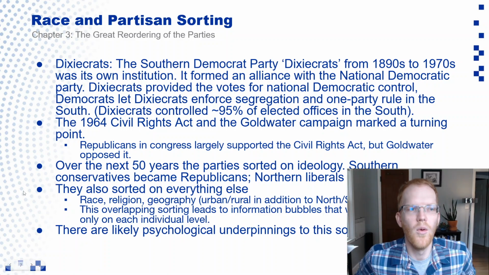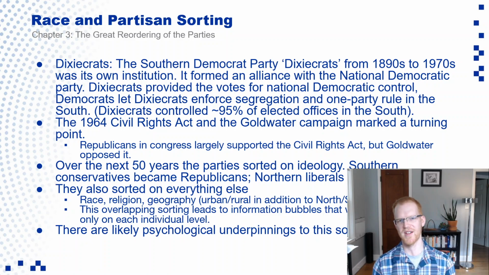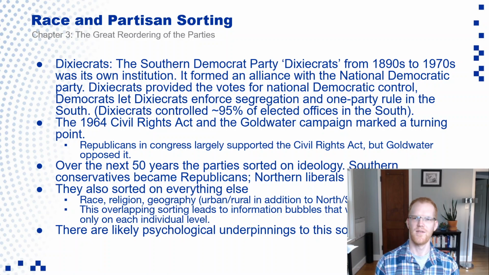Okay, we need to understand what happened in the great reordering of the parties. So Drutman basically contends that there were 4 parties. You have the Dixiecrats, and they play a really central role in this story. Southern Democrat Party, we'll call them Dixiecrats so that we don't have to keep saying Southern Democratic Party, from the 1890s to 1970s was really its own institution, and it formed an alliance with the National Democratic Party. So they were both Democrats, but they were in essence separate on their views and policies, although they did have some overlap allowing the alliance.